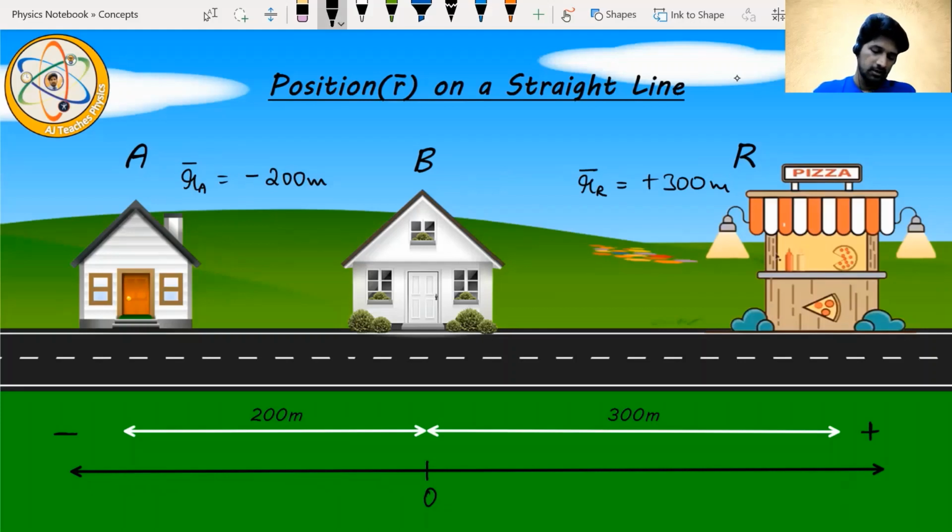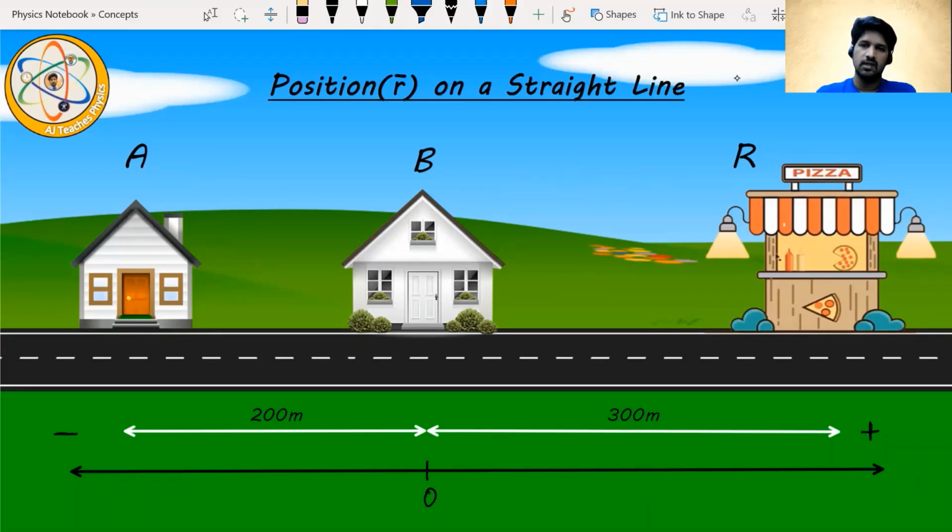Now, why are we using a bar over the symbol of position? This is to indicate that it is a quantity which has direction. It is a vector quantity. In physics, you will come across some quantities which do not need a direction and some quantities which are defined along with a direction. Such quantities which are defined along with a direction are called vector quantities, and position is one such quantity. So we place a bar on the symbol of position just to indicate that it's a vector quantity.